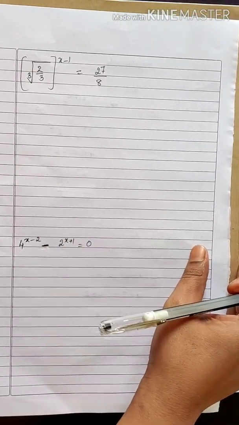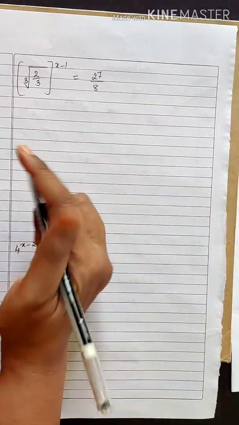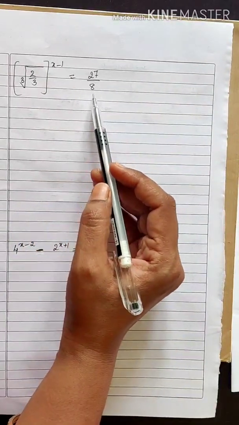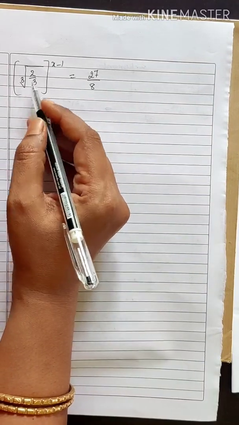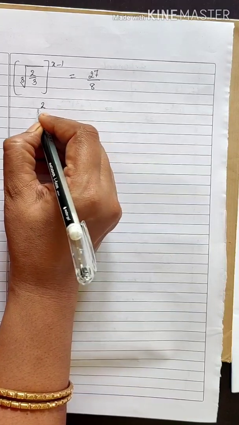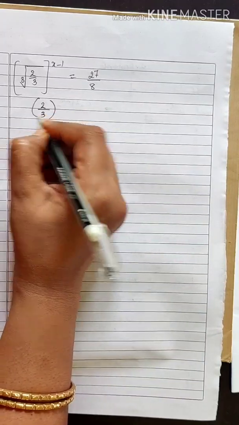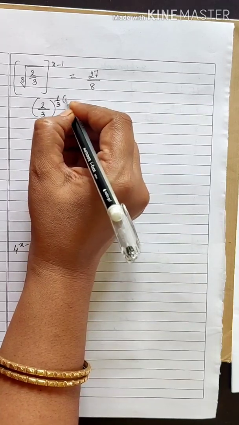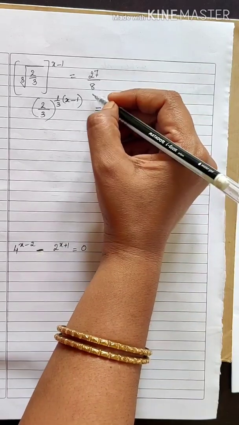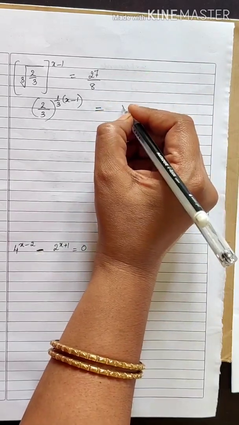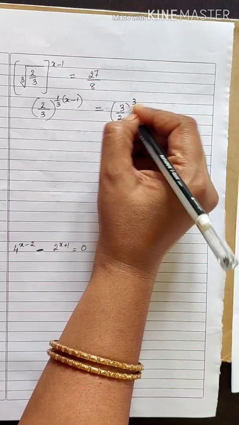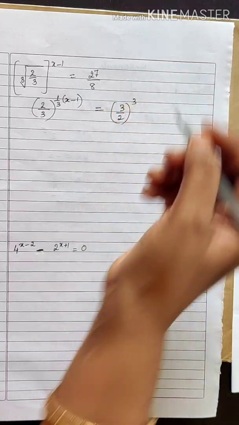Now one cube root sum. Here you have cube root of (2/3)^(x-1) is equal to 27 by 8. Now whenever you have a cube root, the power is 1 by 3. So this will become (2/3) to the power of 1/3 of (x-1). Similarly, you can express 27 and 8 in the form of cube. This will become (3/2) the whole cube. 3 cube is 27, 2 cube is 8.